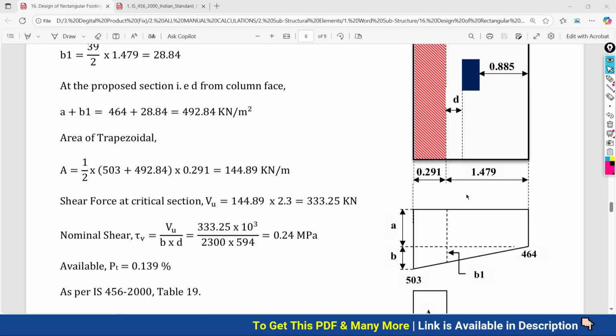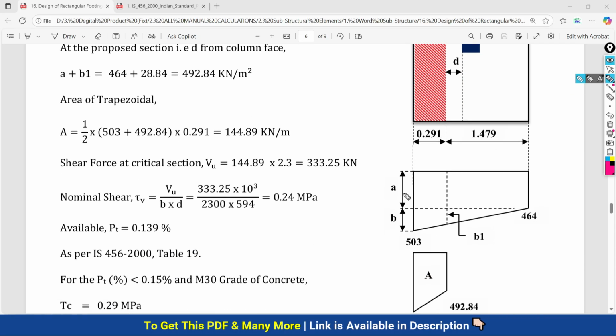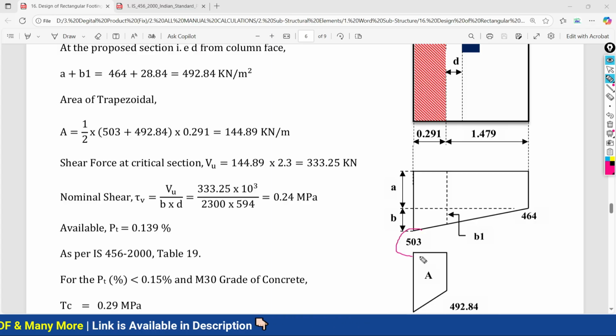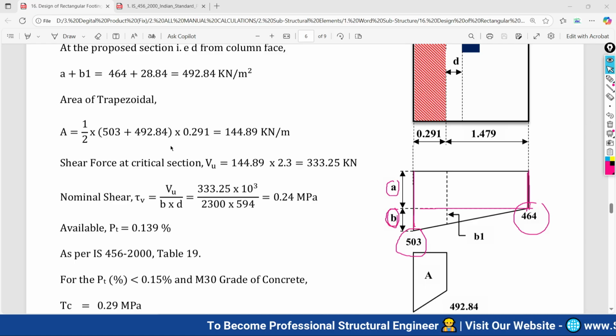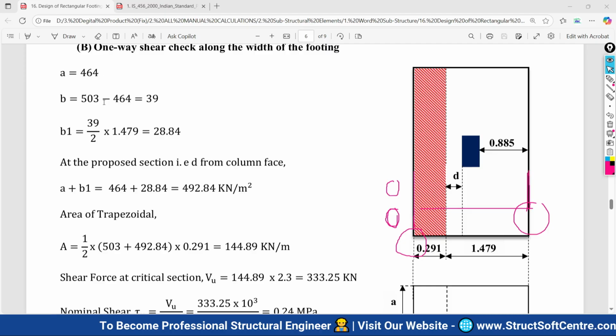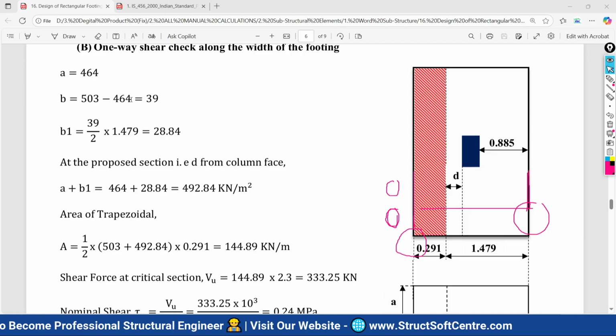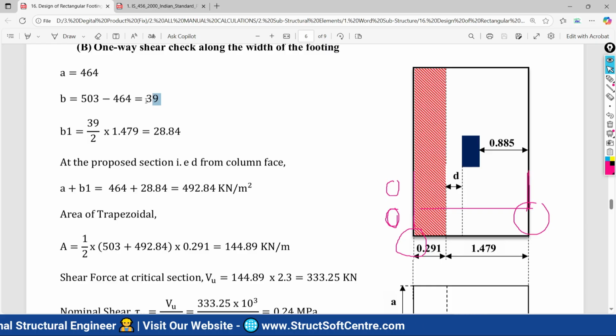Next to this, we have to draw the pressure diagram. Here again the pressure diagram is available, and we know phi naught 3 and 464, maximum pressure along the width, minimum pressure along the width. Maximum pressure we are going to break into two parts, A and B. The height up to this level we are going to say A, and the height next to this we are going to call it as B. So B is very simple to calculate. A is 464, B will equal to phi naught 3 minus 464. So it is going to become 39.